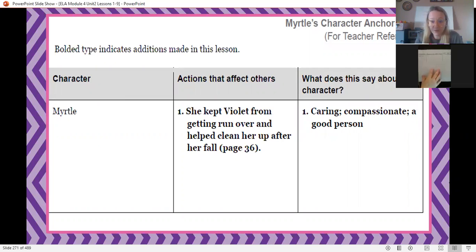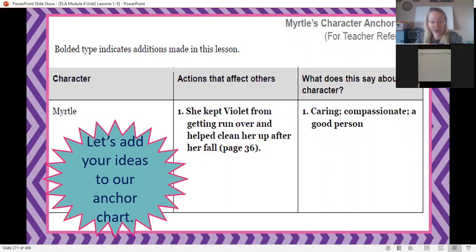Pause your video, and go get your module notebook and come back. Pause the video here so that you can set up your module notebook and copy down Myrtle's actions and what this says about her character. Pause the video now.